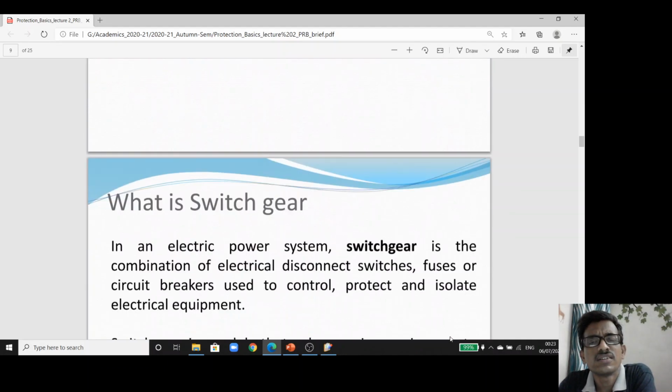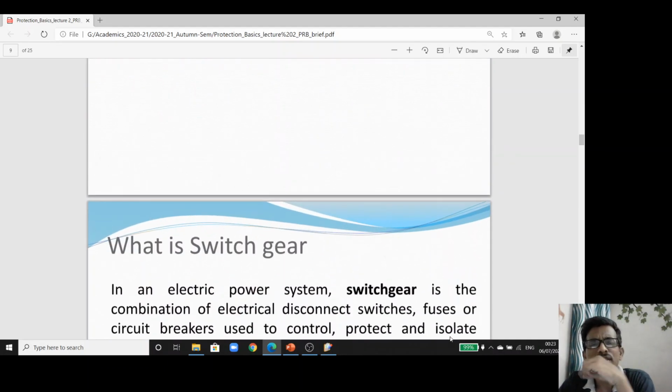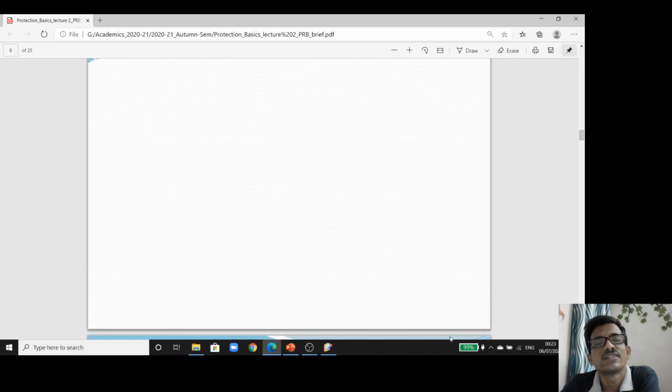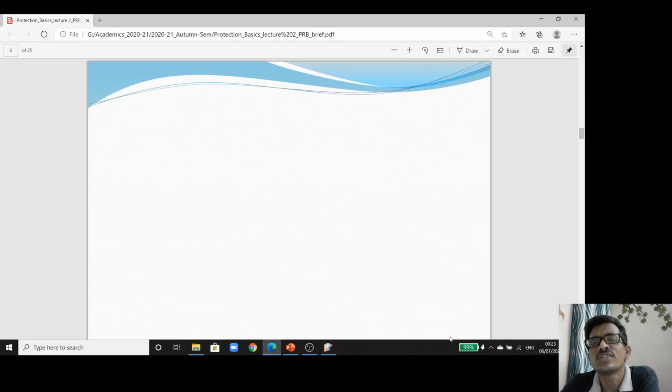Then see, all this protection that we provide is provided for abnormal conditions. Under normal conditions, everything goes smoothly. Whenever abnormal conditions occur, our protection should get activated, and it should disconnect the faulty parts of the power system from the remaining healthy parts. That is the basic requirement of any protection system.